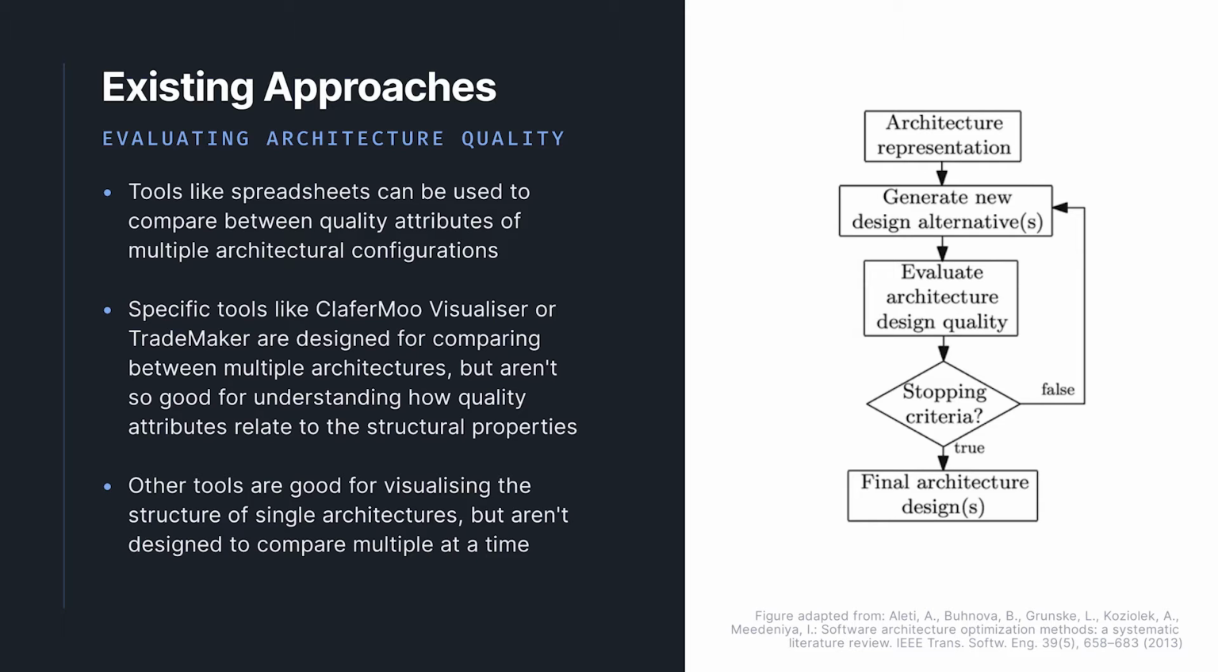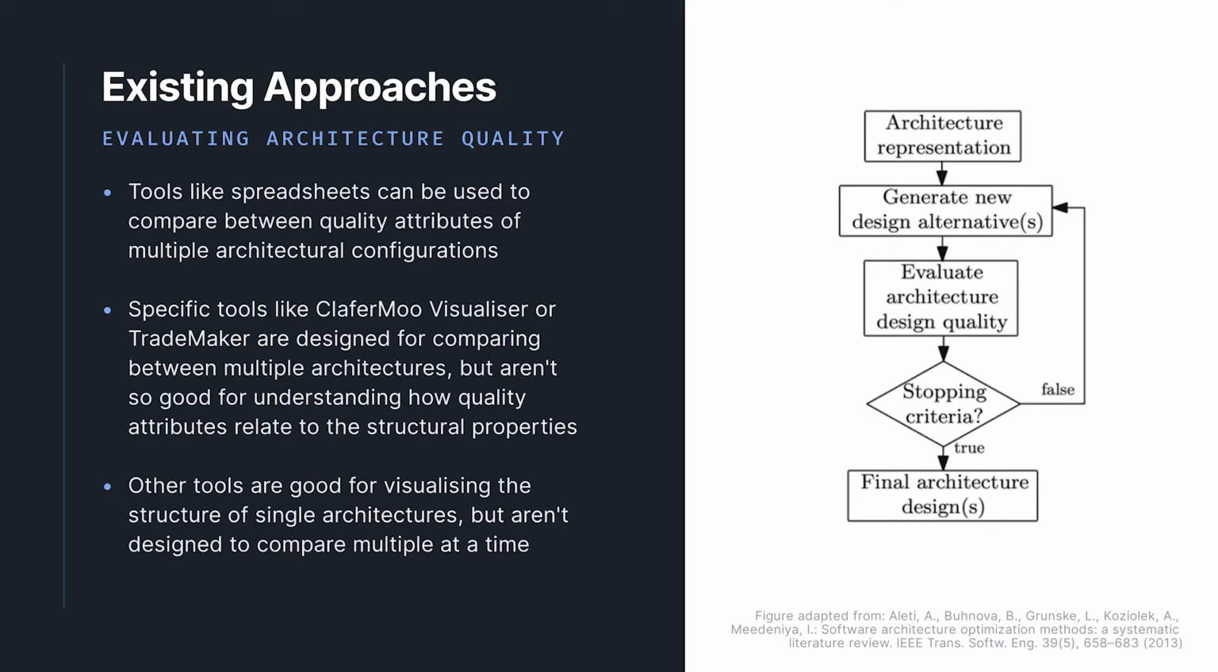Existing tools surveyed include Clafer MOO Visualizer and TradeMaker. These tools are good for comparing amongst many architectural configurations, as they include visualizations like 2D bubble plots and matrices representing the distribution of configurations in relation to their quality attributes. However, they don't include architectural structure information, making it difficult to understand how these attributes relate to the structure itself and understanding the structural trade-offs.